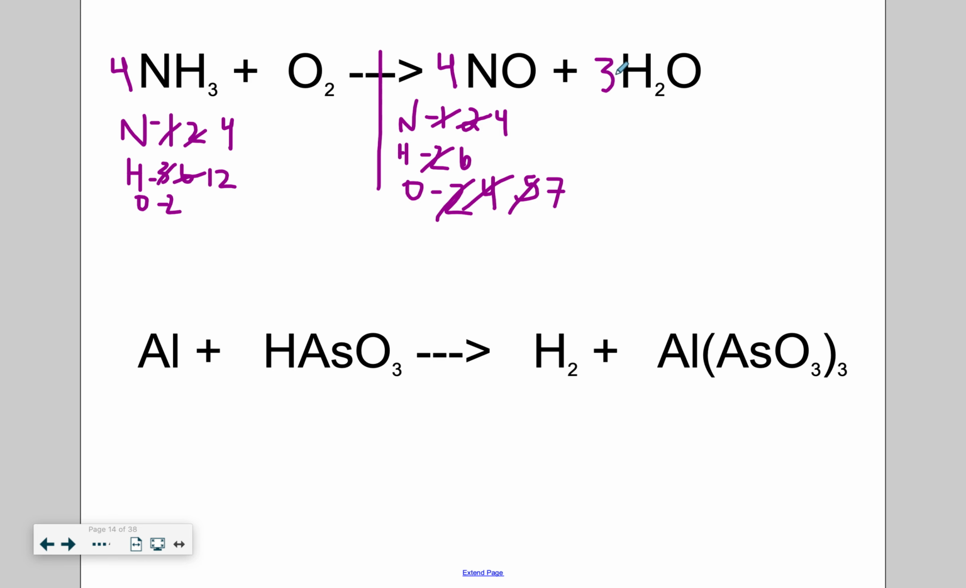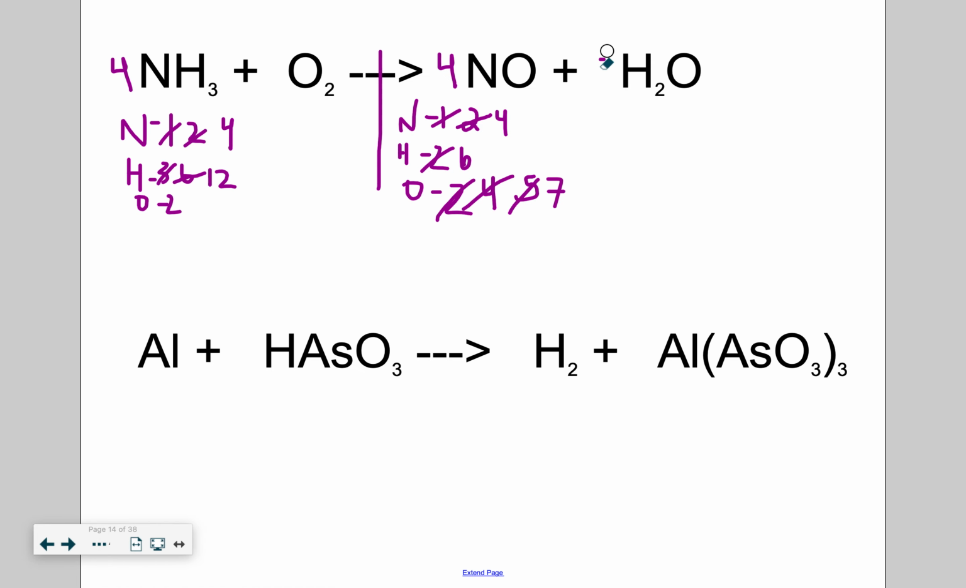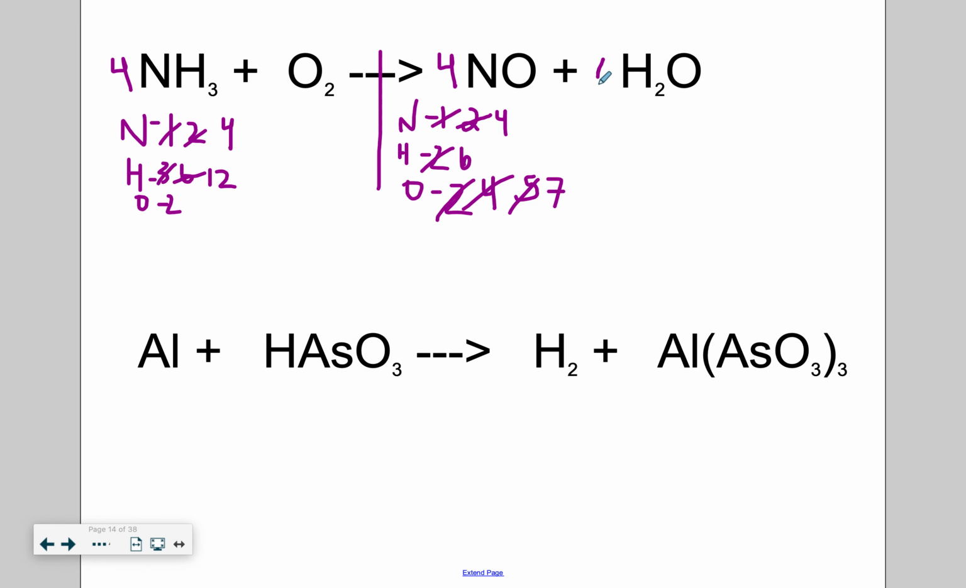So nitrogens are good. I need to change the coefficient. I've got to get hydrogen to 12. So what coefficient am I going to stick here? 6. 6 times 2 is 12, but it also changes my oxygens. 4 times 1 is 4. 6 times 1 is 6. 4 plus 6, 10. So then 2 times what gets me to 10? 5. And now we are balanced.